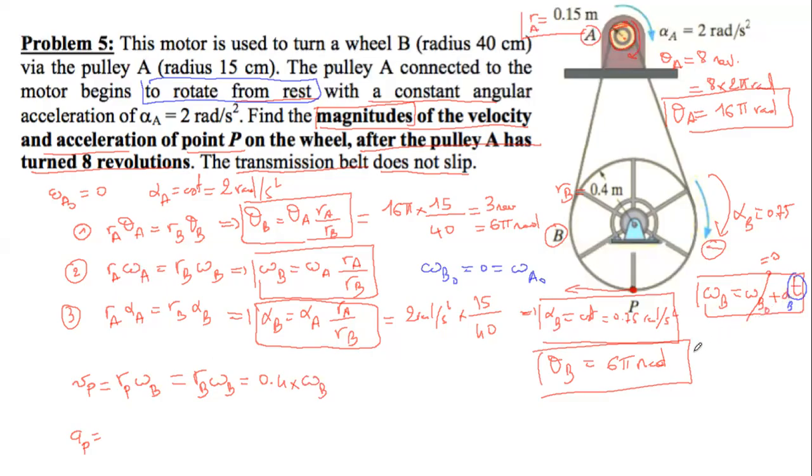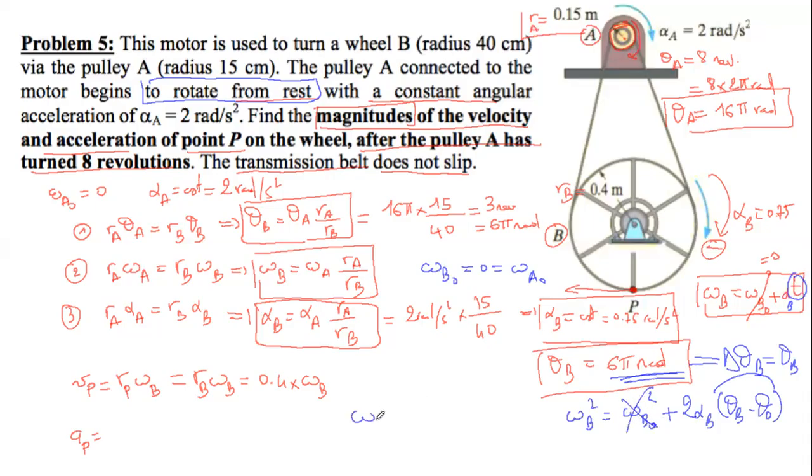Which other formula do I know when I have constant angular acceleration? I know that omega B squared will be omega B0 squared plus 2 times alpha B, theta B minus theta 0. So basically this is delta theta B. But I already know delta theta B. Delta theta B is theta B basically. So this is 6 pi radians. Omega B0 is 0, forget about it.